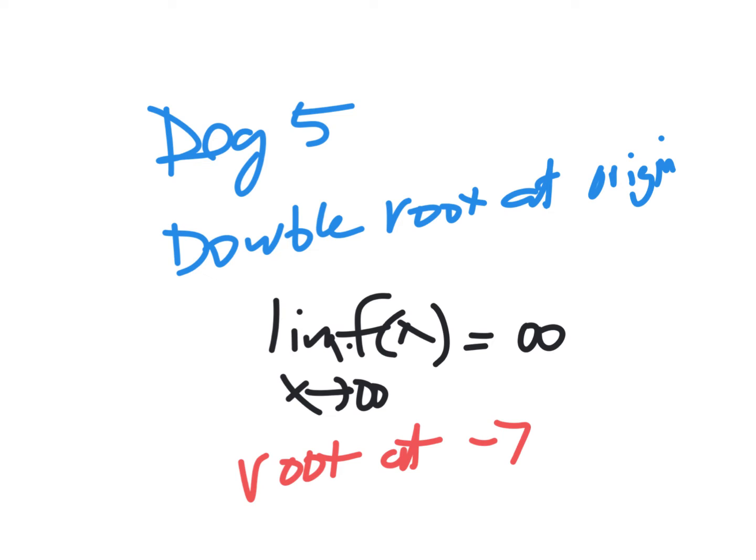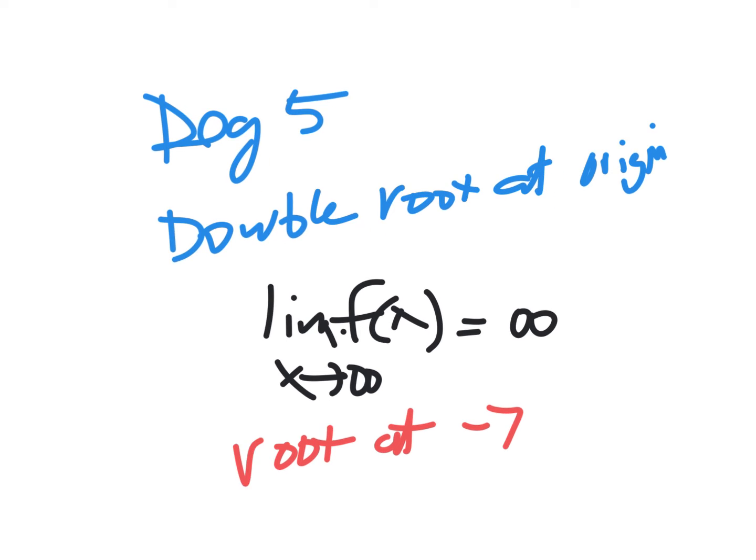When we're done with yours, ask yourself, does mine have a degree of 5? Does mine have a double root at the origin? Does mine have that right limit? Does mine have a root at negative 7? If you've got all of those things, then yours is right. And pause for a second while you compare with the kid next to you.